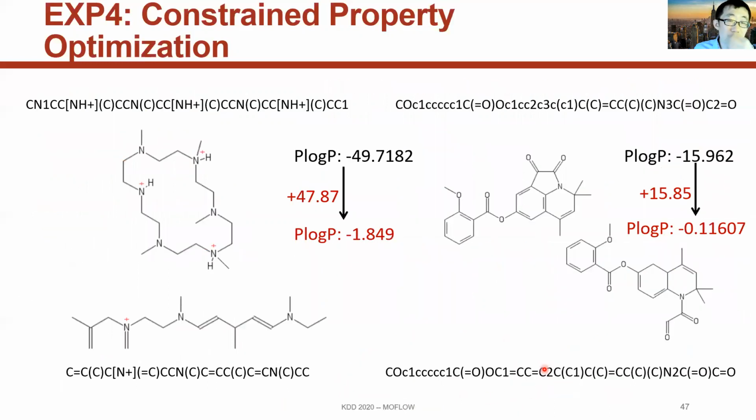Here we also randomly sample some molecules from the ZINC dataset and optimize them. Here we can see our method optimizes the penalized log P by a very large margin, from this large cycle to these ones, and from these ones to these cycle ones, to these ones with much better property scores.